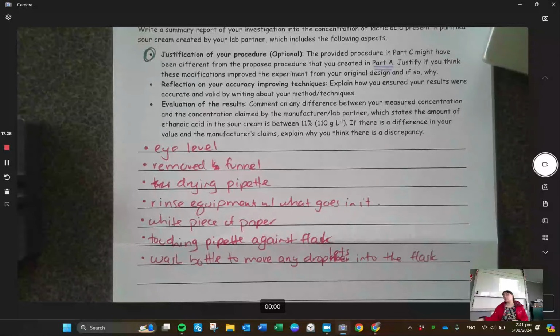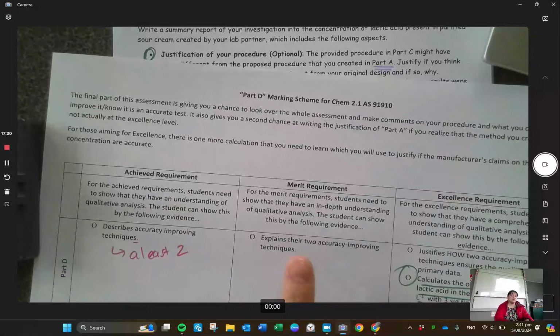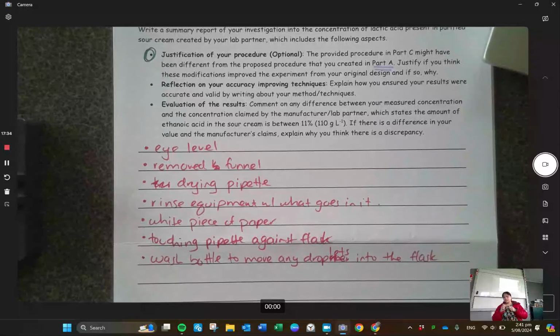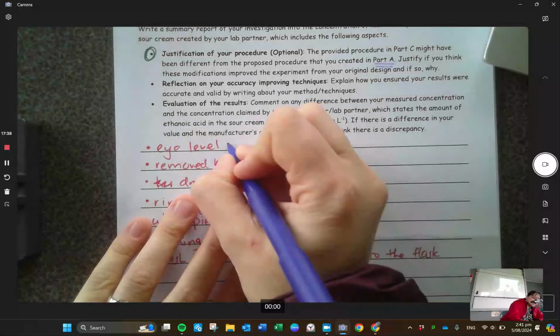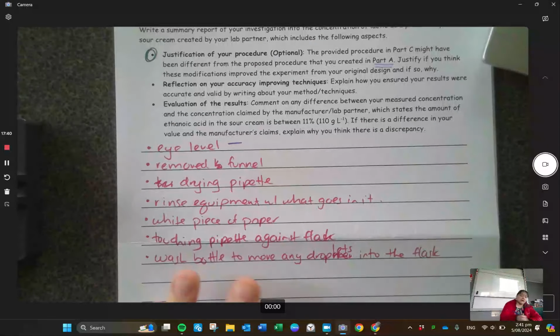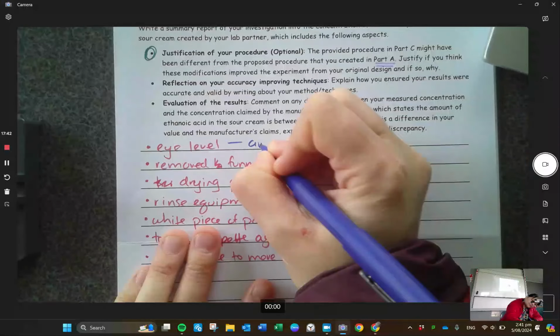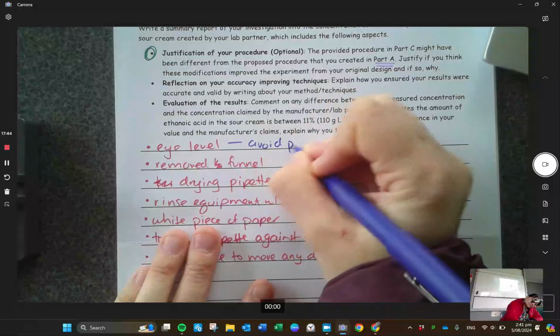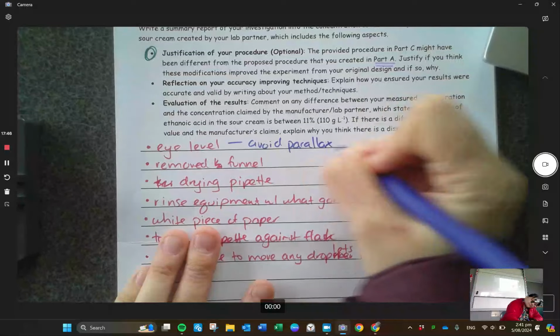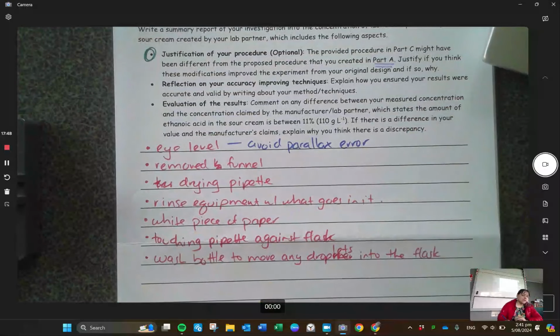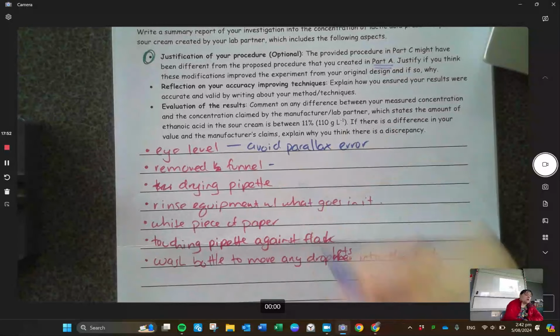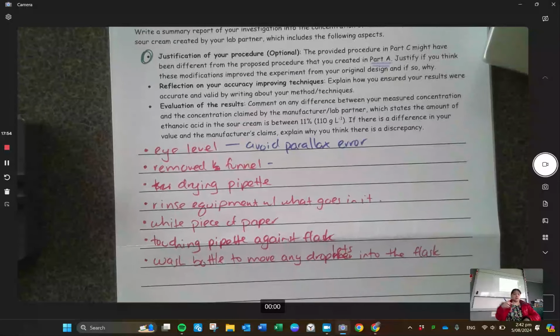Now, for the merit, you need to explain your accuracy improving technique. So why is it an accuracy improving technique? So for example, if I was going to eye level, the reason why I did that was to avoid parallax error. Removing the funnel, I removed it because I wanted to make sure there were no extra droplets that fell down.